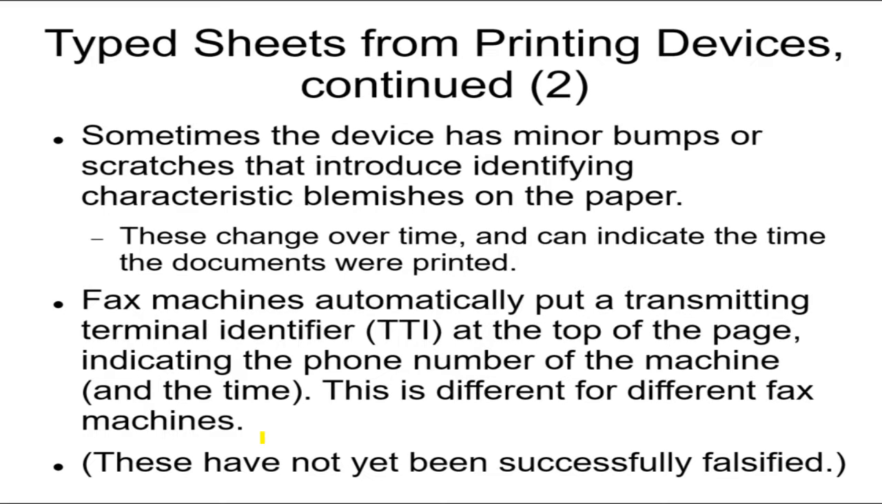What they would do is put a different TTI on the top. But it's not easy, because you can usually tell by the way it's slanted, the way it's angled, the different kind of printing. Generally, these are not falsified successfully. So you have a fax machine message. That's one thing we immediately look for. Where did it come from? What's the TTI?